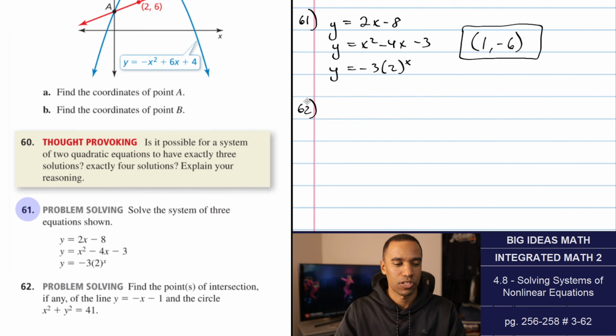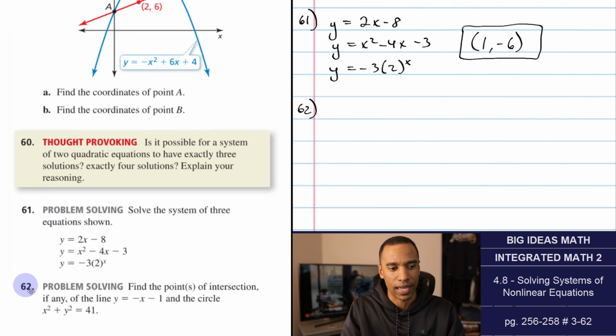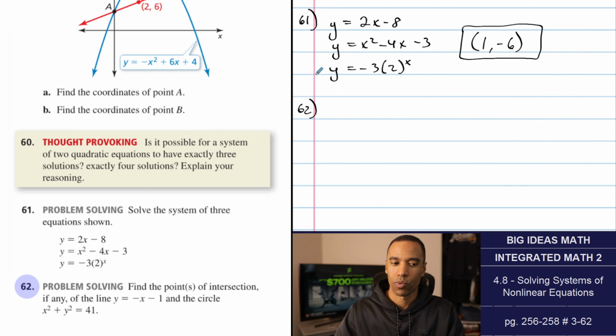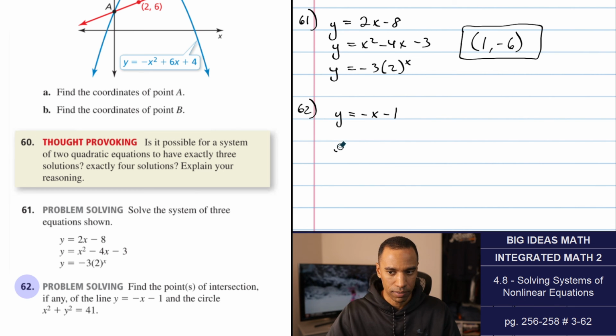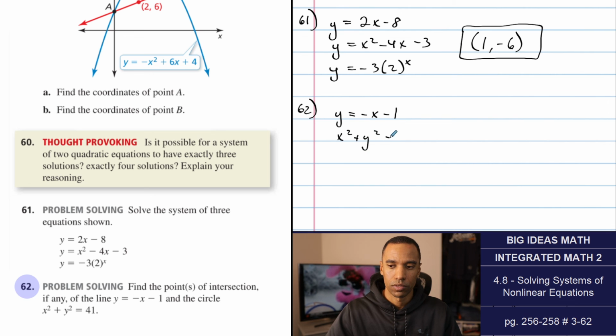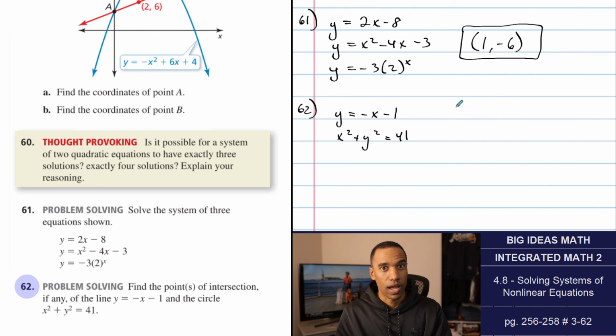All right, number 62, last question. So despite all the merging and explanation, we got there. Find the points of intersection, if any, of the line y equals negative x minus 1 and the circle x squared plus y squared equals 41. Okay, so I'm wondering if this one has merit to use algebra as opposed to the graphing calculator, right? I'll tell you what, these will have points of intersection.